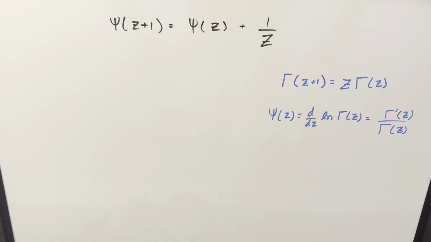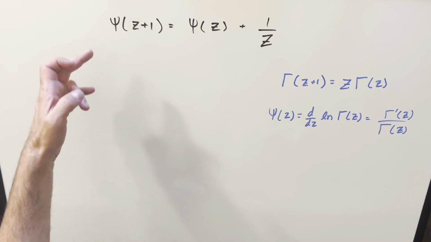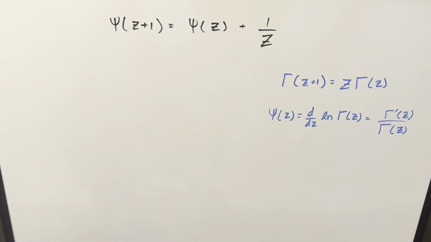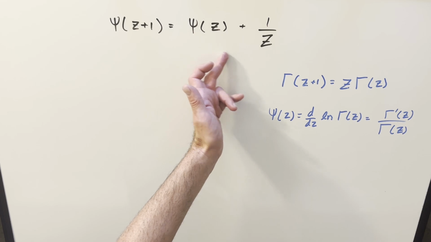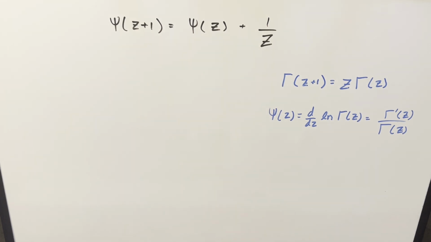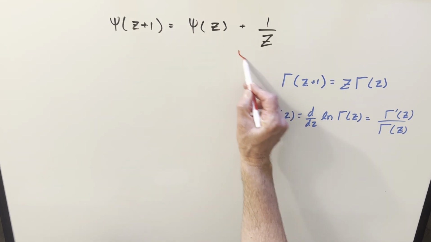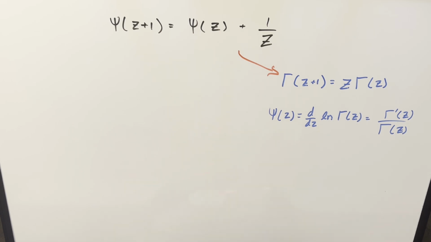Okay, we have something kind of quick today. What I want to do is go over the recurrence relation of the Digamma function. So we have this formula up here at the top of the board that says the Digamma function of z plus 1 is going to be the same thing as Digamma of z plus 1 over z. And what I want to do is kind of relate this to what we have here for the gamma function.